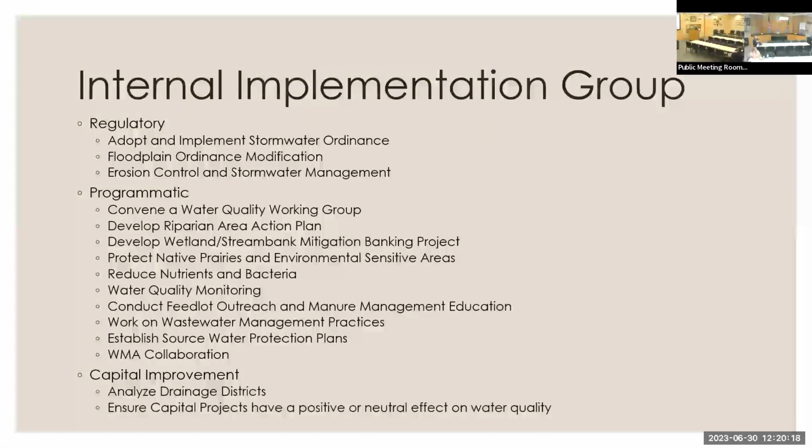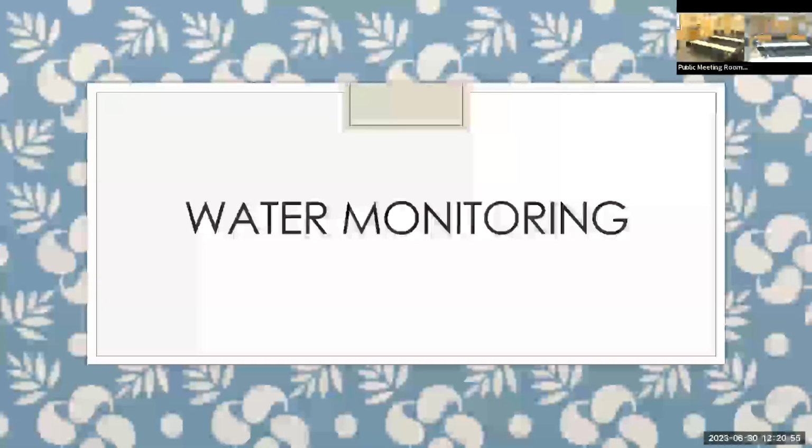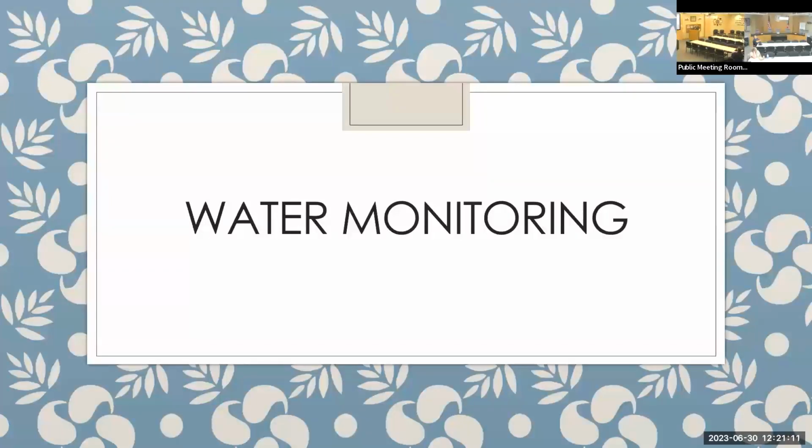For capital improvement, we're looking at making sure that drainage districts and county involvement, we're working closely together. There's not much we can do or change when it comes to drainage districts, but we do work closely with the engineer, and making sure that any projects the county is doing has a positive or neutral effect on water quality. So that's the overarching goals for the county when it comes to water quality. I'm going to discuss two of the main projects that I oversee. The first one is water monitoring.